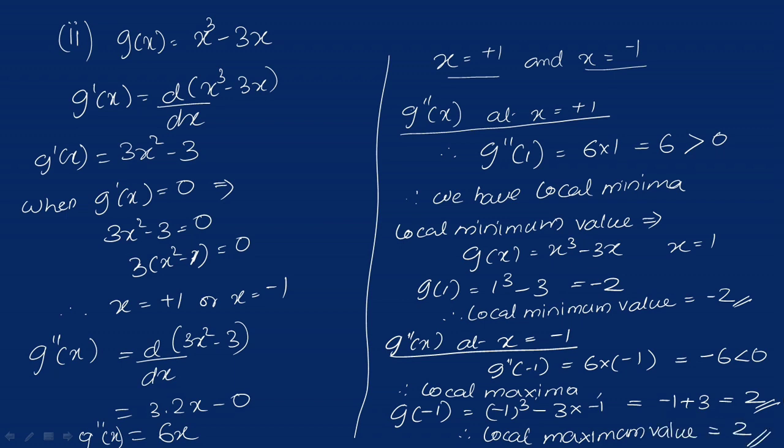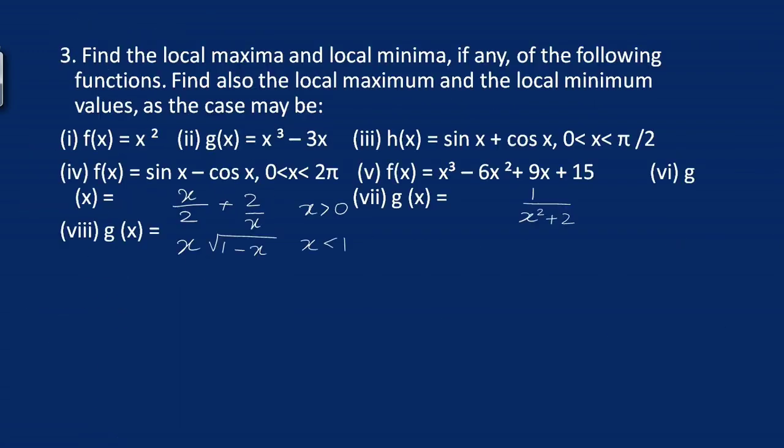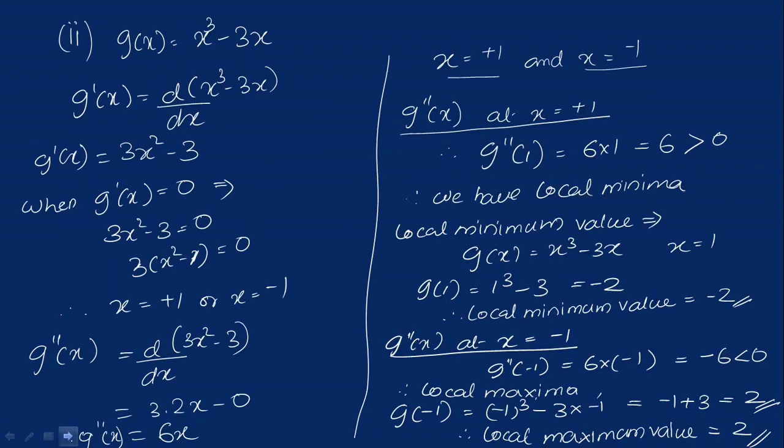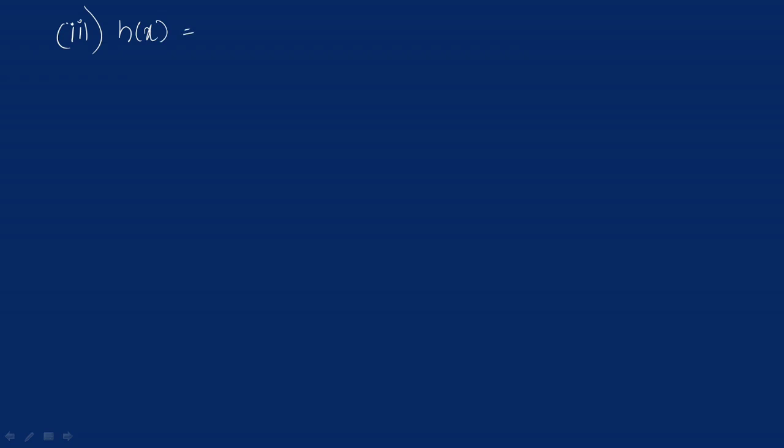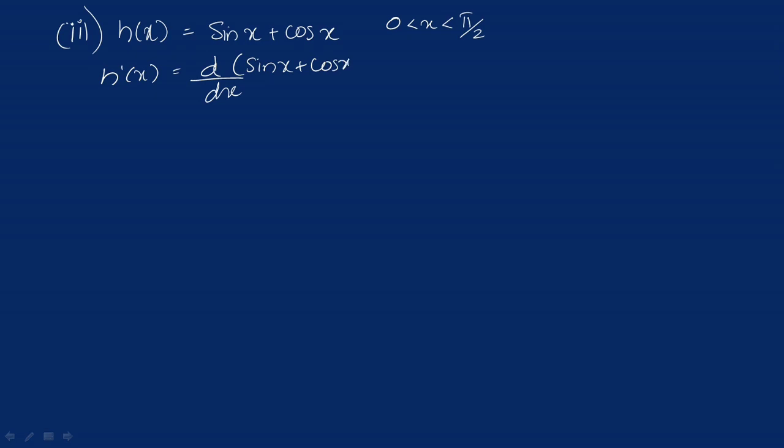Now moving to the next question, the third question: h of x is equal to sin x plus cos x, where 0 is less than x less than pi by 2. What is h dash of x, that is d by dx of sin x plus cos x. d by dx of sin x is cos x, and d by dx of cos x is minus sin x. So we have cos x minus sin x.